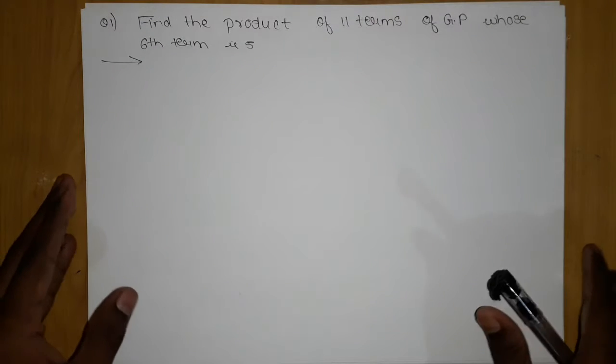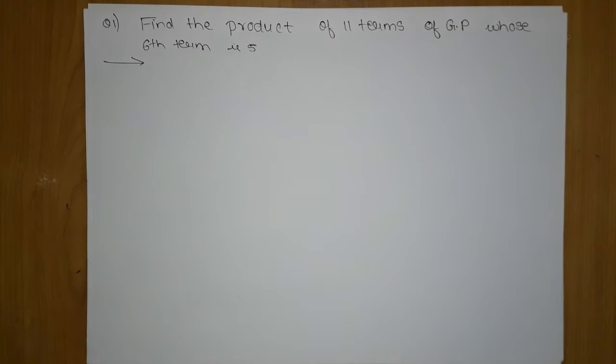Hello guys, so we are back again, and in this lecture we are going to do a couple more questions on GP. The first question is as follows. The question says: find the product of 11 terms of a GP whose sixth term is 5.